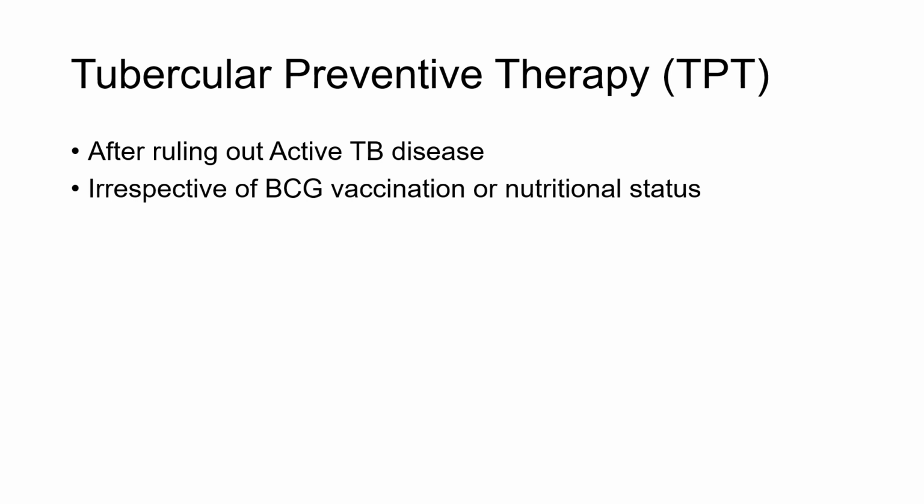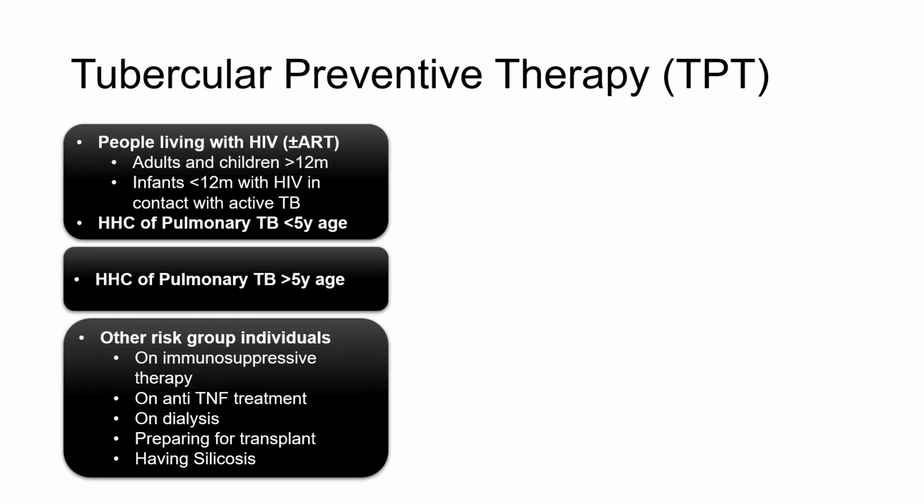So if you give tubercular preventive therapy without ruling out active TB, you are giving monotherapy to a patient who is suffering from tuberculosis. So you are essentially giving rise to a case of drug resistant tuberculosis. So that should be avoided. Always rule out active TB first before giving TPT, and it has to be given irrespective of BCG vaccination or nutritional status. So what is tubercular preventive therapy?